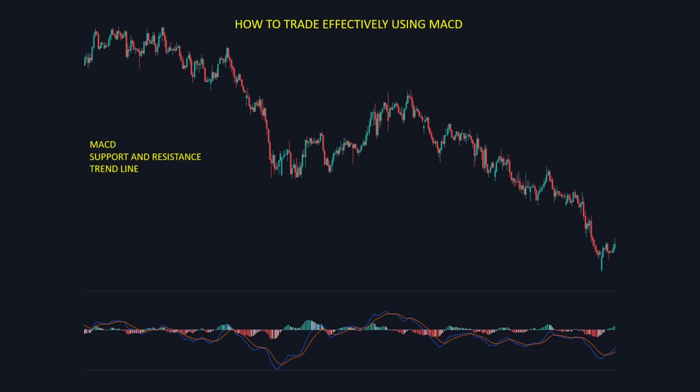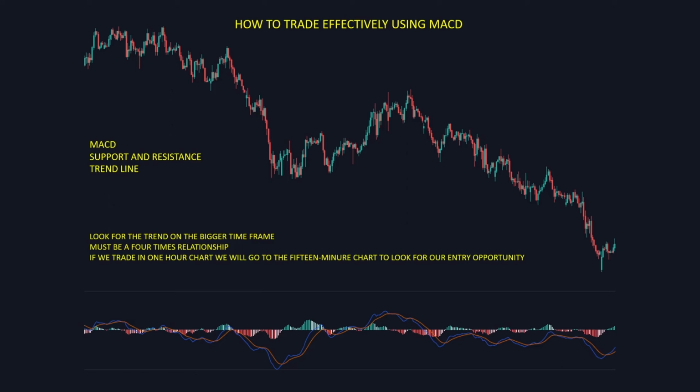First of all, we need to look for the trend on the bigger time frame. The time frame we look at must have a 4 times relationship. If we are trading on a 1-hour chart, we will go to the 15-minute chart to look for our entry opportunity. If we are trading on a 5-minute chart, we will go to the 20-minute chart to look for the trend, and then look for MACD divergence in the retracement of the trend. It's a very simple strategy.